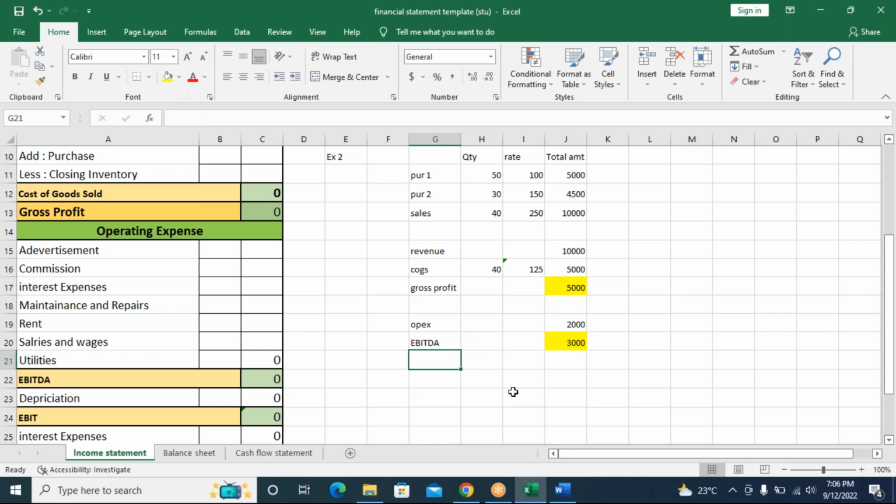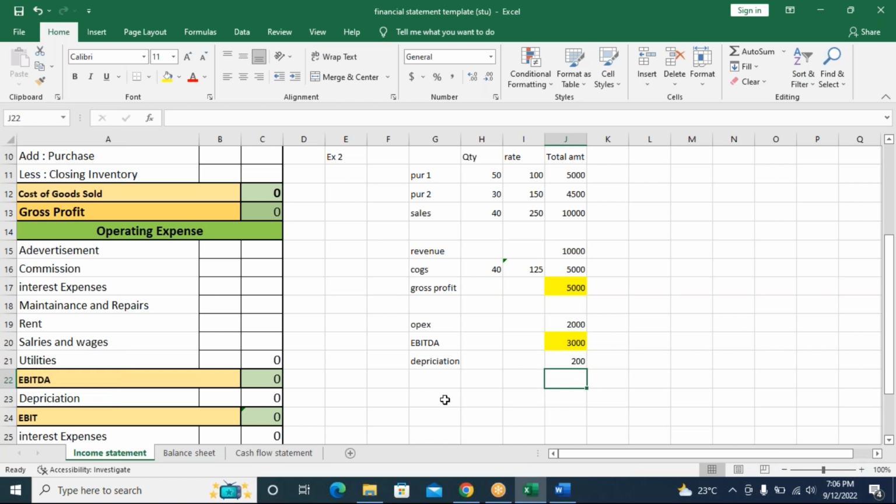Next I'll be calculating the depreciation. Under EBITDA there is depreciation. What is depreciation? Ma'am, reduction in the value of an asset. Oh, very good. So it is 200 rupees.